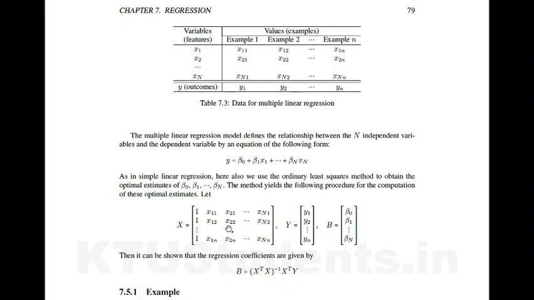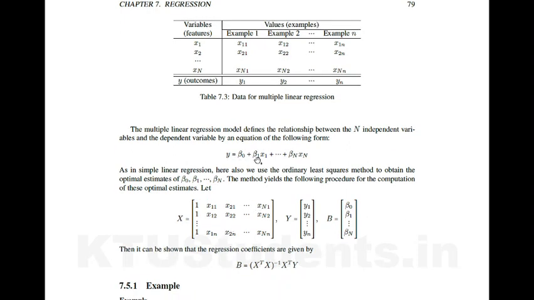I hope you are seeing it. Y is equal to beta naught plus beta 1 x1, n independent variables: beta 1 x1, beta 2 x2, etc., plus beta n xn. As with simple linear regression, if we are using the ordinary least square method for the optimal estimate of beta 1 hat, beta 2 hat, etc., beta n hat, then the coefficient matrix we can represent like this.